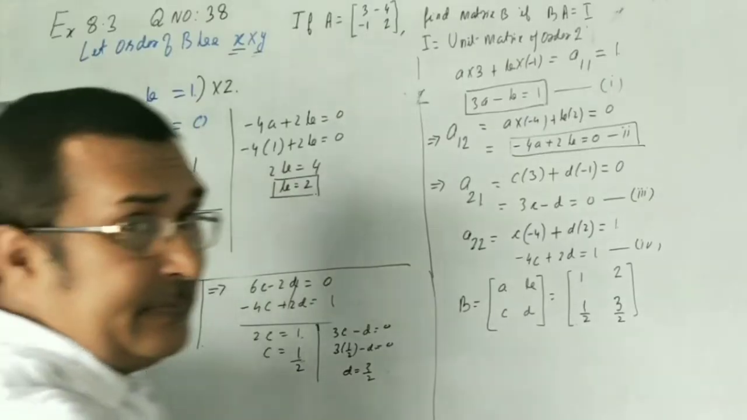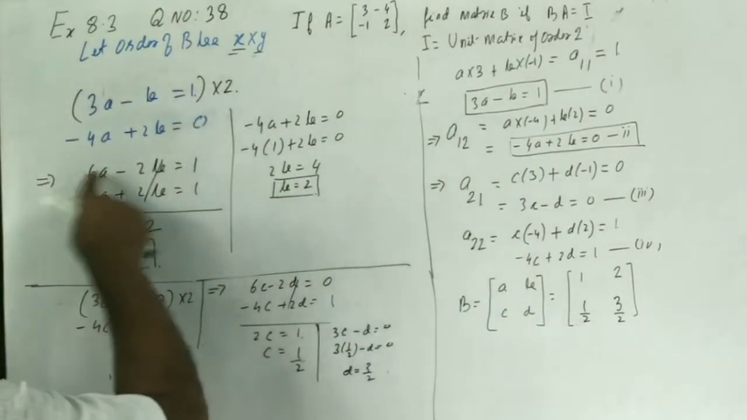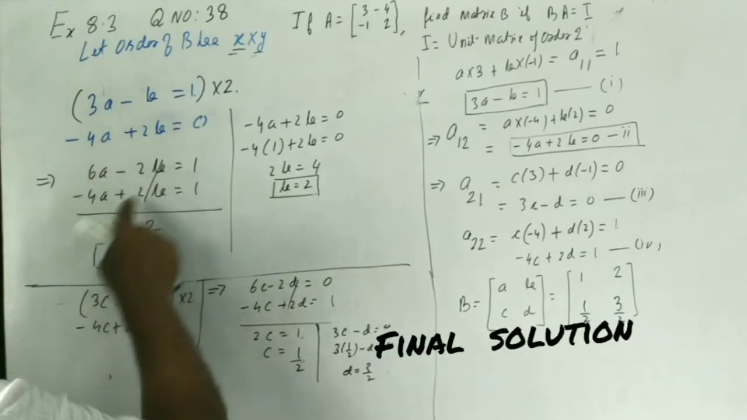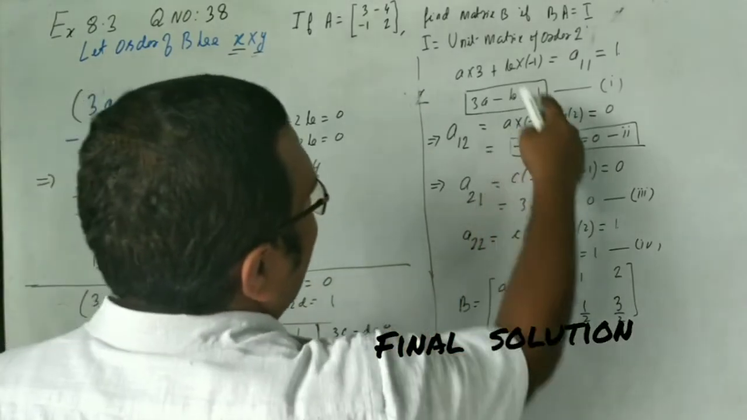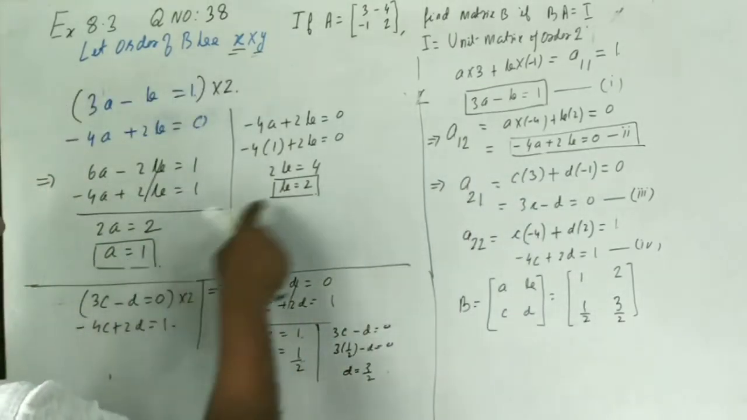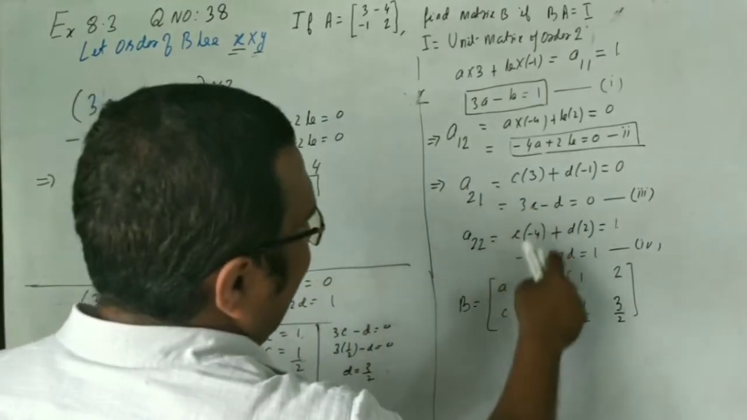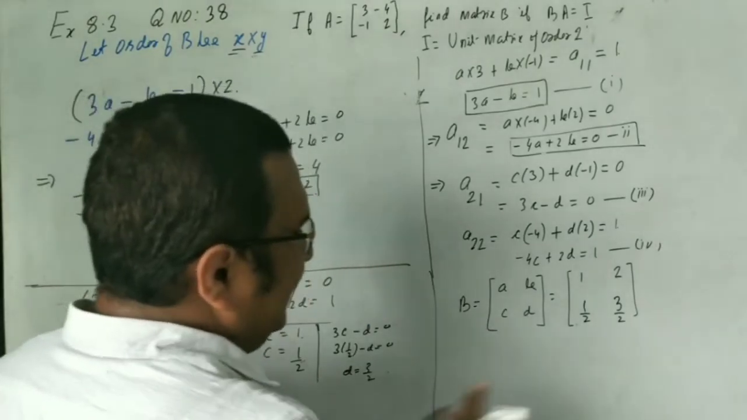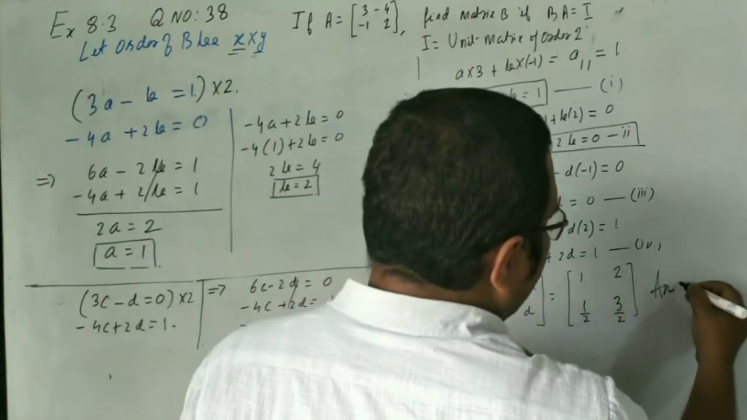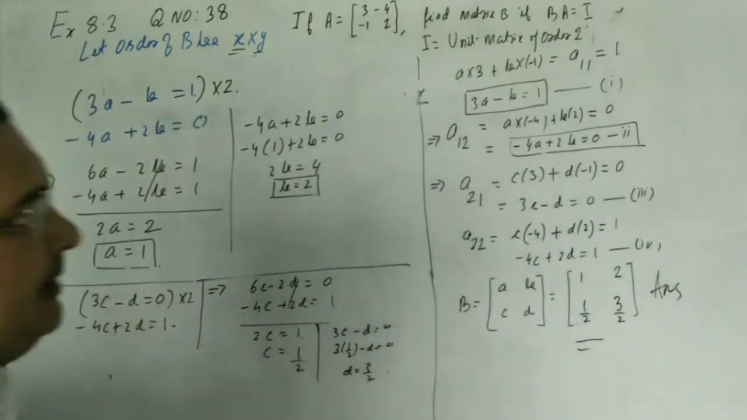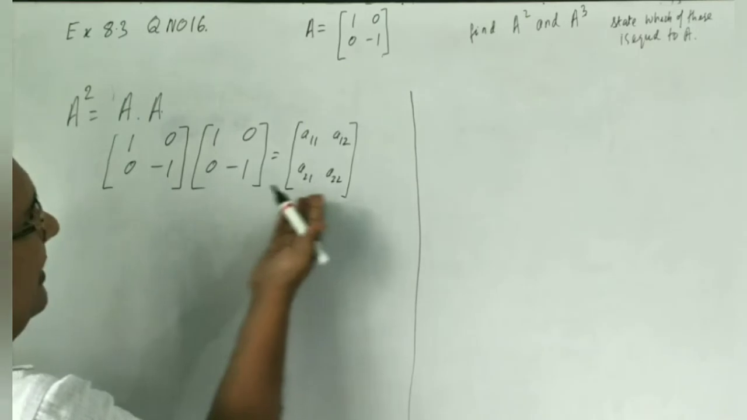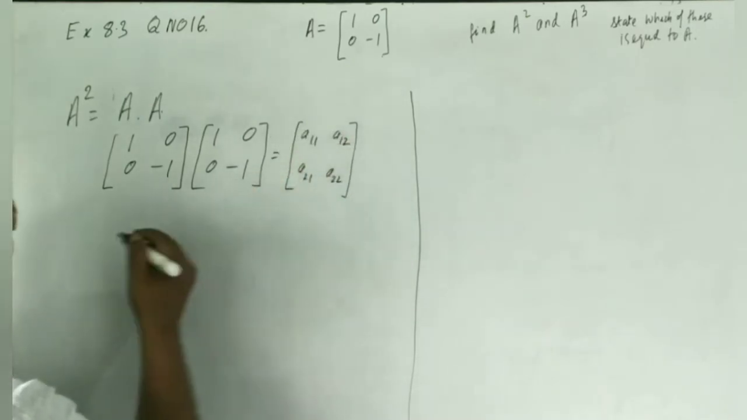So this is the final solution. Solve them simultaneously. You know that two equations, first and second, give the values of a and b. Solve third and fourth, and get the values of c and d. And finally, the answer should be written this way. First, A square. Since it is 2 by 2 times 2 by 2, the answer will also be 2 by 2. 4 elements will be there.